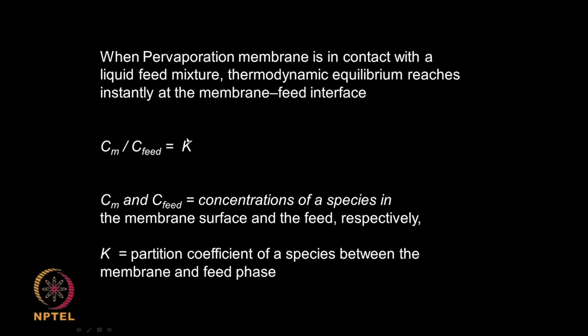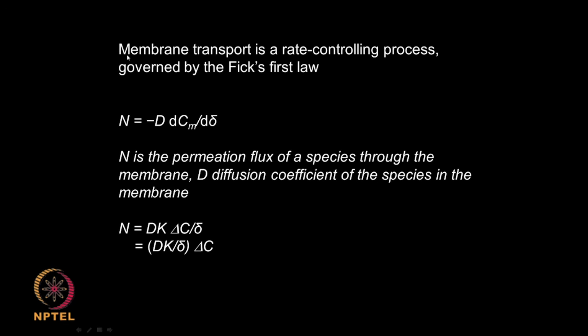So, we have K, the partition coefficient, equal to Cm by C feed. Cm is the concentration of the species on the membrane surface, C feed is the concentration of the species in the feed solution. So, that gives you the partition coefficient. Okay. So, by selecting suitable membranes we can achieve very high partition coefficients, and then membrane transport, that is transport of the solute through the membrane, is by Fick's law of diffusion. Okay. So, Fick's law is N, the permeability flux, equal to minus D, the diffusion coefficient, multiplied by dC by dx.